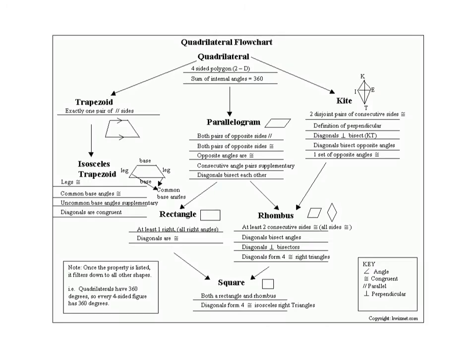Alright, so the way we're going to do this is by using the chart that I handed out to you in class. Let's start right here at the top. The definition of a quadrilateral is a four-sided polygon, and the sum of all the angles is 360 degrees. That should be a pretty simple fact.